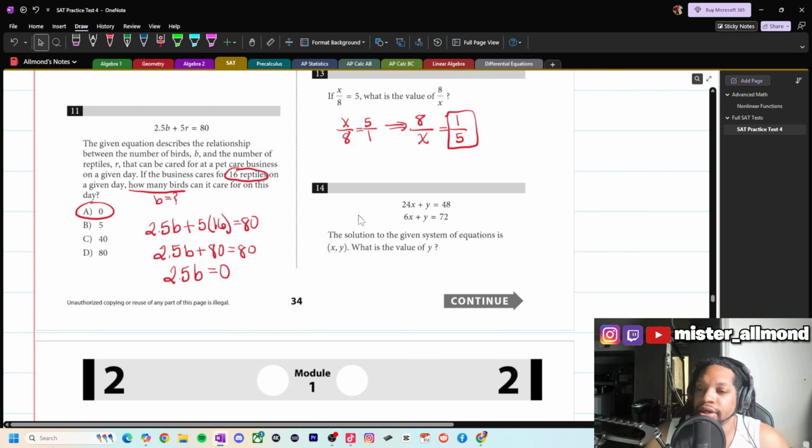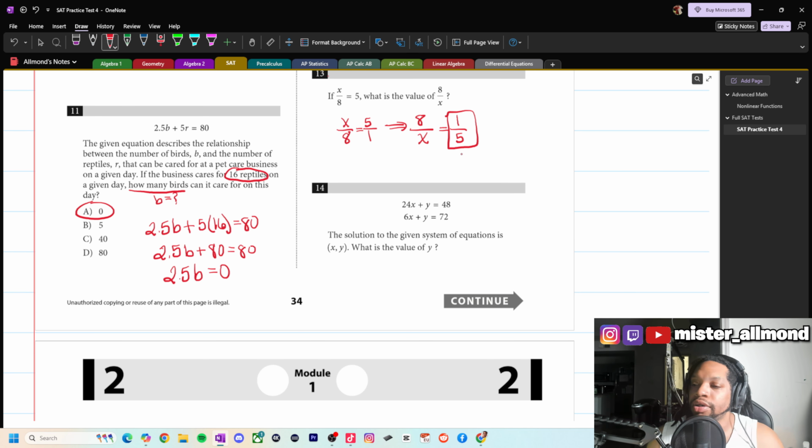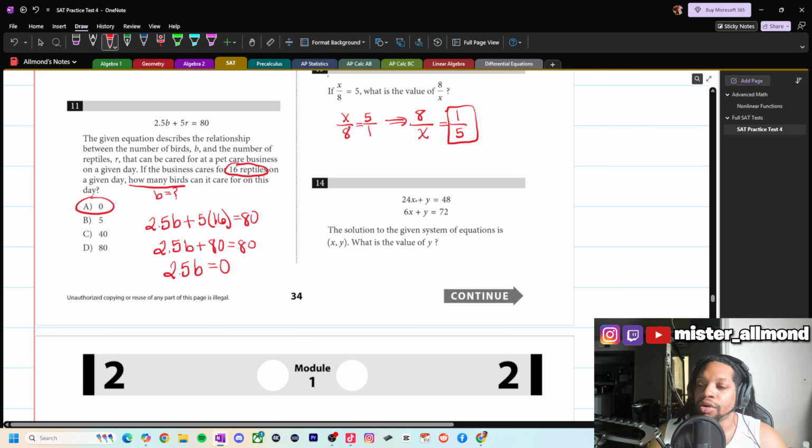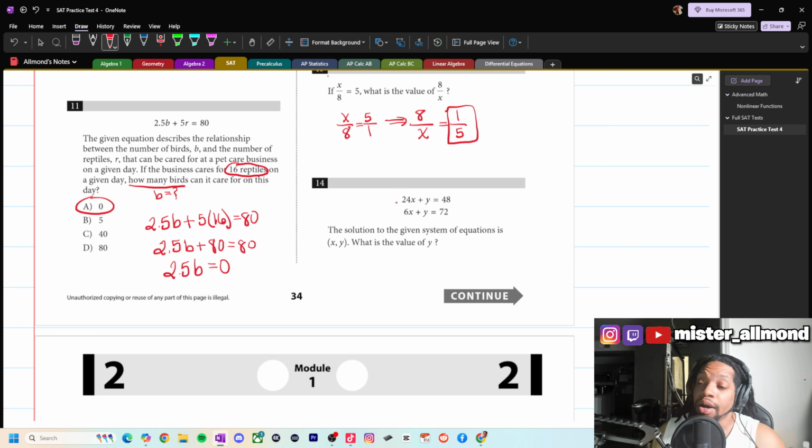All right, number 14, and then I'm on the left side. We got two linears, system of equations. What is the value of y is what they want to know. So, of course, I got numerous ways to do this. I can go elimination. I could substitute. But since I'm trying to get y by itself, I'm going to try to eliminate x.